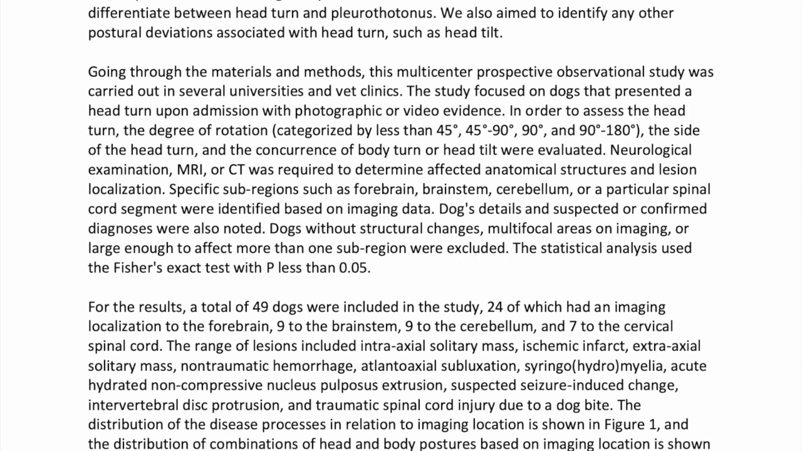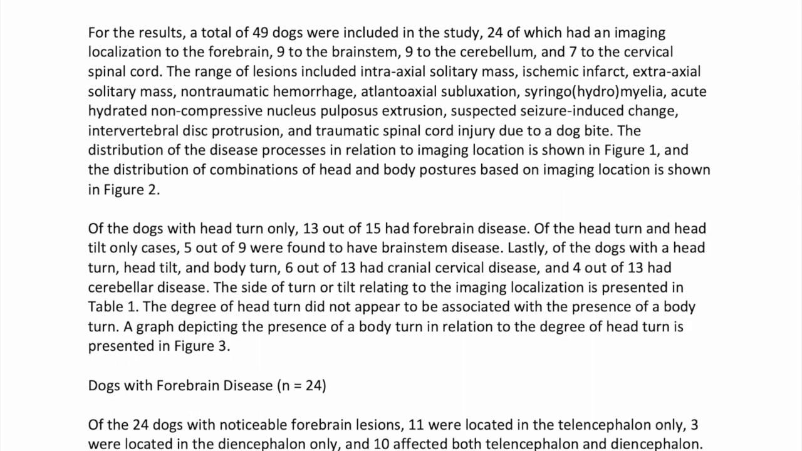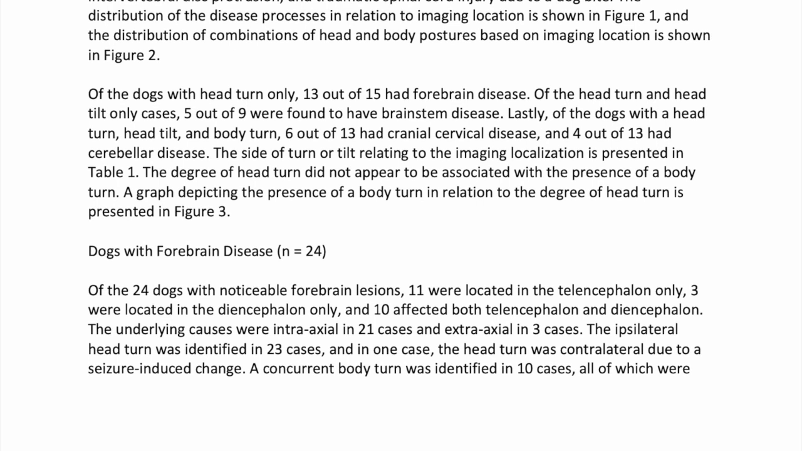For the results, a total of 49 dogs were included in the study, 24 of which had an imaging localization to the forebrain, 9 to the brainstem, 9 to the cerebellum, and 7 to the cervical spinal cord. The range of lesions included intra-axial solitary mass, ischemic infarct, extra-axial solitary mass, non-traumatic hemorrhage, atlantoaxial subluxation, syringohydromyelia, acute non-compressive nucleus pulposus extrusion, suspected seizure-induced change, intervertebral disc protrusion, and traumatic spinal cord injury due to a dog bite. The distribution of the disease processes in relation to imaging location is shown in Figure 1, and the distribution of combinations of head and body postures based on imaging location is shown in Figure 2.